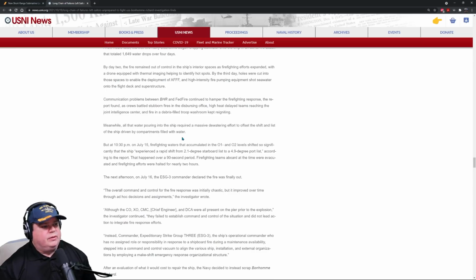Okay, by day two, the fire remained out of control in the ship's interior spaces as firefighting efforts expanded with a drone equipped with thermal imaging helping to identify hotspots. By the third day, holes were cut into those spaces to enable the deployment of AFFF, everybody. It's finally happening. The high-intensity fire pumping equipment shot seawater into the flight deck and the superstructure on day three.